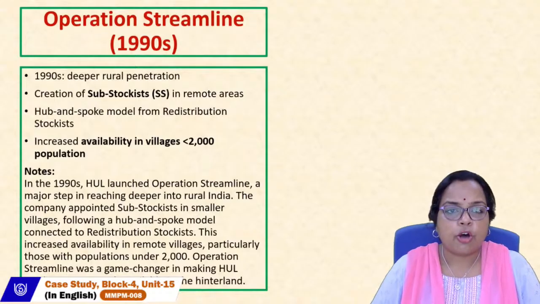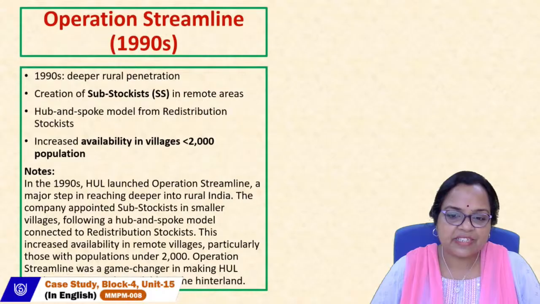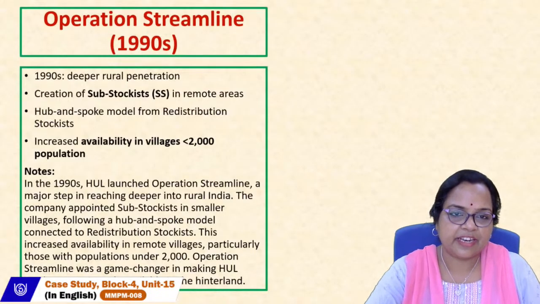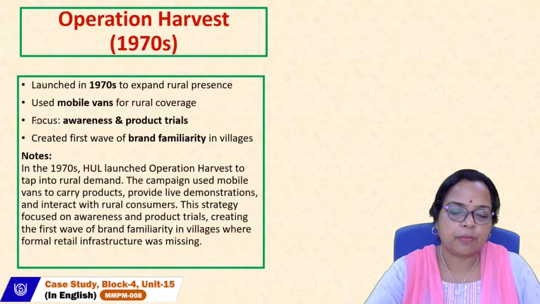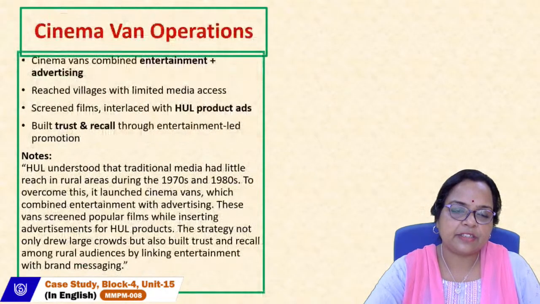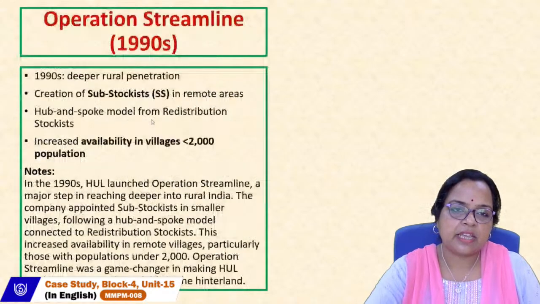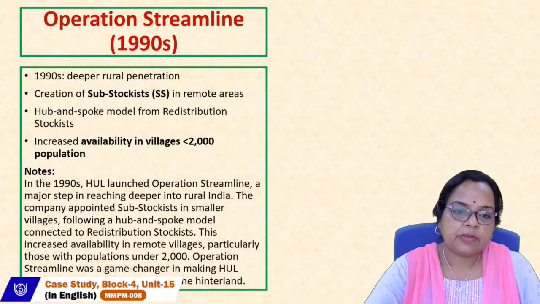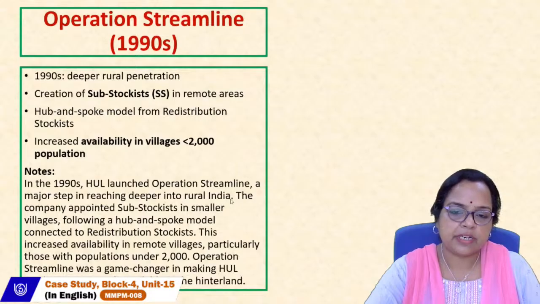Then it comes to Operation Streamline in the 1990s. So in 1970, they started entering the market with mobile vans. After 10 years, in the 1980s, they entered the rural market with cinema van operation, having both entertainment and advertisement of their product. Then in the 90s, they started a project called Operation Streamline. HUL launched Operation Streamline, a major step in reaching deeper into rural India.